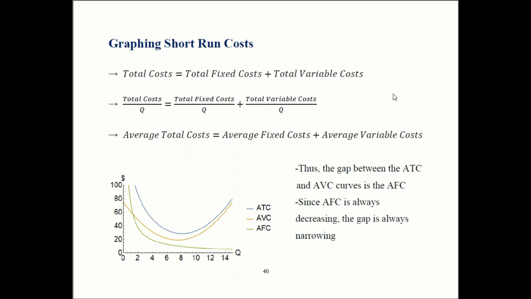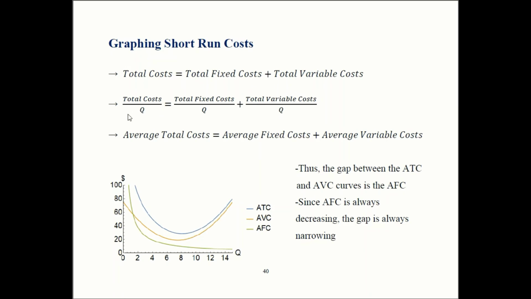So you could also graph the average total cost. We know that total costs are total fixed costs plus total variable costs. You can divide both sides of that equation by Q. When you do that, you get total cost over Q is total fixed costs over Q plus total variable costs over Q. And then you just reinterpret what each of those three terms mean.